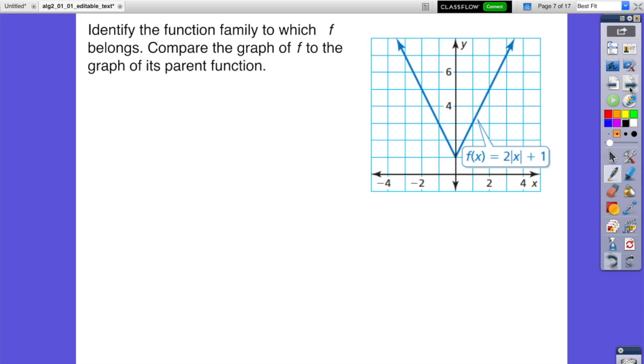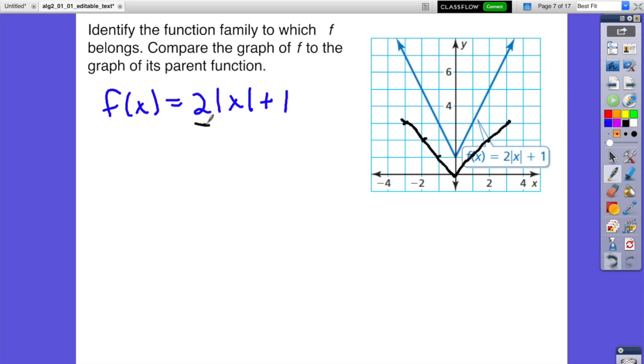So let's look at this first one that we covered. The parent function for an absolute value looks like such. So quick sketch here. Okay, and if you remember, I told you to look at this function f of x as a bunch of clues. And you're going to read it from left to right. So start here. Left to right, the first number is this 2.